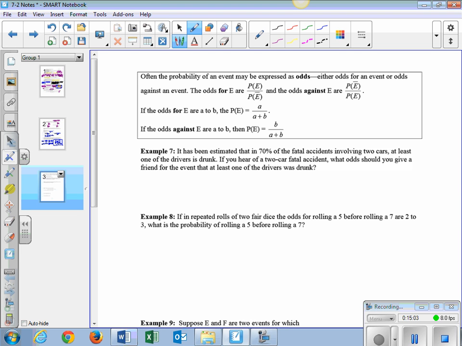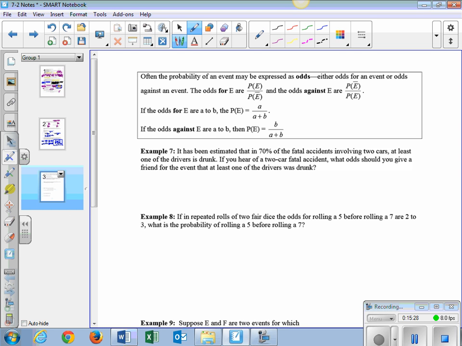Here's where we start talking about odds. Often the probability of an event can be expressed as odds, either odds for an event or odds against the event. So odds for the event are the probability of E over the probability of not E. And the odds against it are the probability of not E over the probability of E. I'm probably not quite going to do it this way.